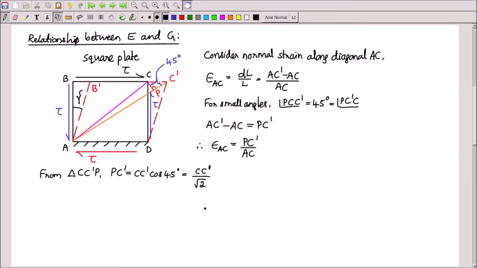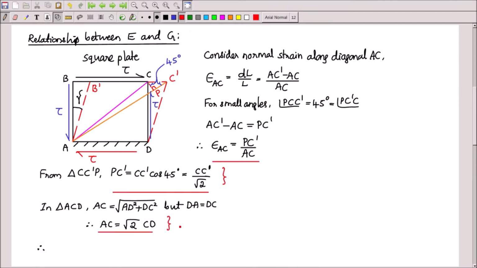Now we'll consider the triangle ACD. AC squared is equal to AD squared plus DC squared, but AD is equal to DC. Therefore, I can write AC as root 2 into CD. Now these two relations I can substitute into the normal strain. Epsilon AC is equal to PC dash by AC, and PC dash is CC dash by root 2, divided by AC, which is root 2 into CD, which will be CC dash divided by 2 into CD.